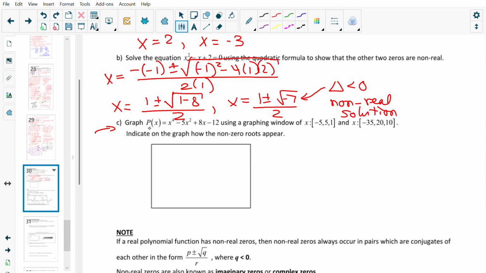But how do we treat it, or how do we recognize it in a graph? Letter C. Graph p of x, x to the fourth minus 5x squared plus 8x minus 12 using a graphing window right there. Indicate on the graph how the non-zero roots appear. So this is what I get when I graph this. So here's my window. And this is what I get. Okay, let me mark where the zeros are.